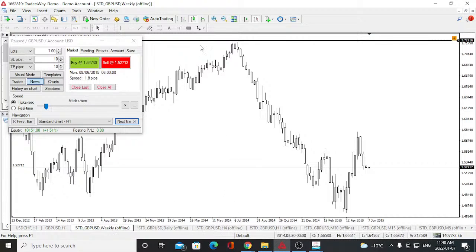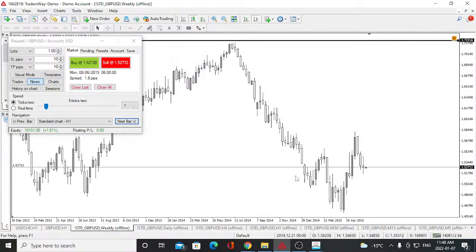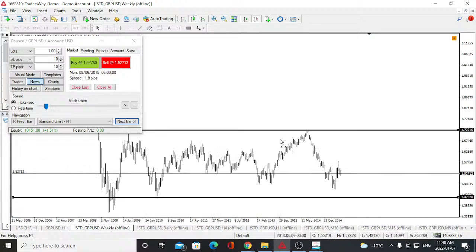Okay, so right here we have a new weekly. So now, because we're in a new weekly, we want to identify where price might be heading. We have price here creating a level of support right here. Price broke some highs and now is retesting this area right here.